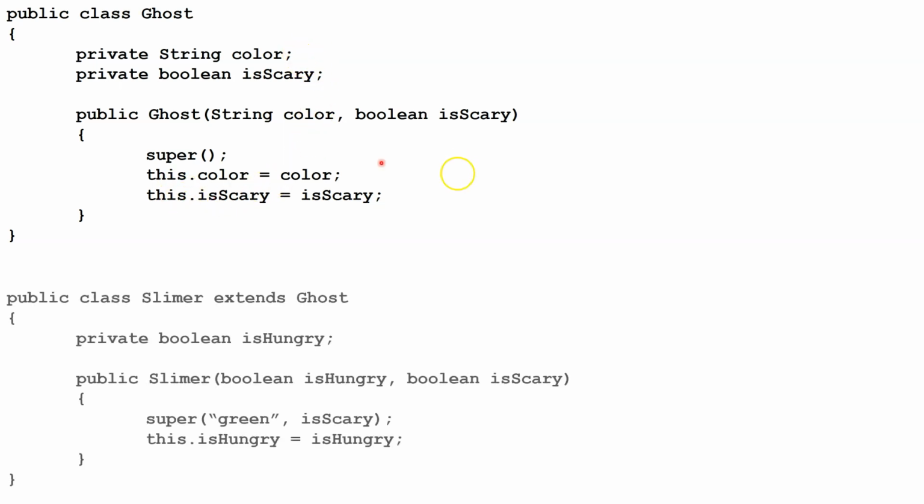Next, we're going to take a look at a subclass of Ghost, Slimer. Slimer adds its own instance variable, boolean isHungry. It has its own constructor. The constructor starts by passing up the string literal green. All Slimers are green, so we simply pass up green. And it passes the value of the parameter isScary up to the constructor in the superclass Ghost. Finally, it takes the parameter isHungry and uses that to set the field isHungry.